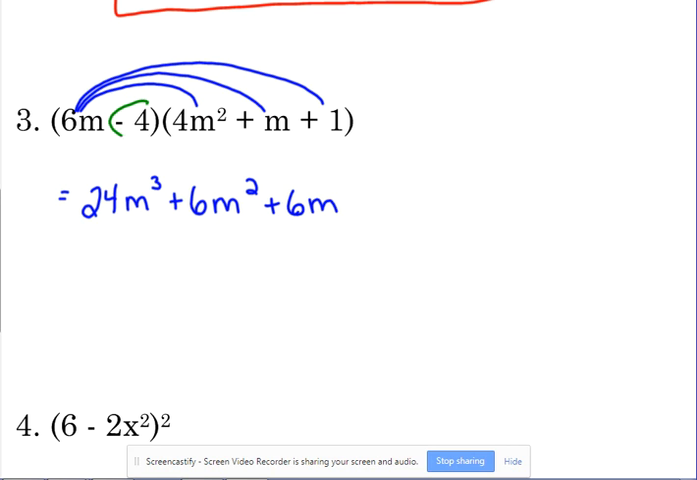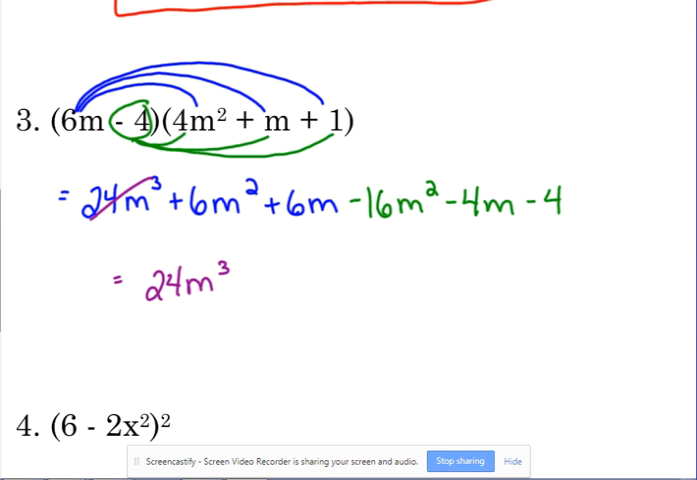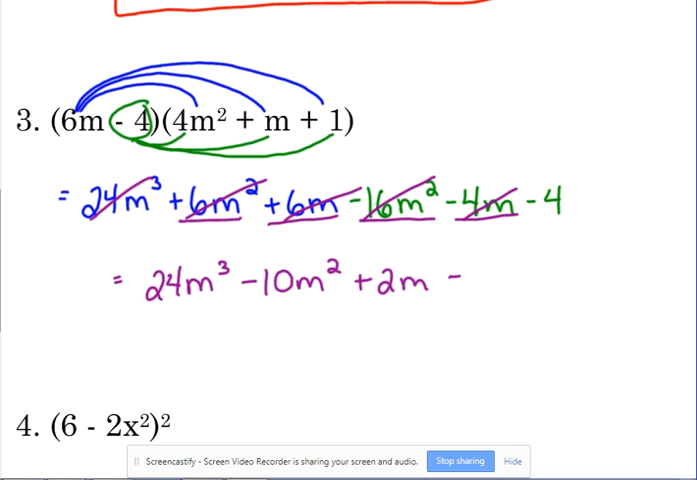All right, distribute the -4 to everything. So -4 times +4 is -16m squared. -4 times m is -4m. And -4 times 1 is -4. So our highest exponent is m cubed. We only have one of those, so we just bring it down, 24m cubed. We've got a positive 6m squared and a minus 16, so 6 minus 16 is -10m squared. We've got a positive 6m minus 4m, 6 minus 4 is 2. And then our constant of -4 on the end.